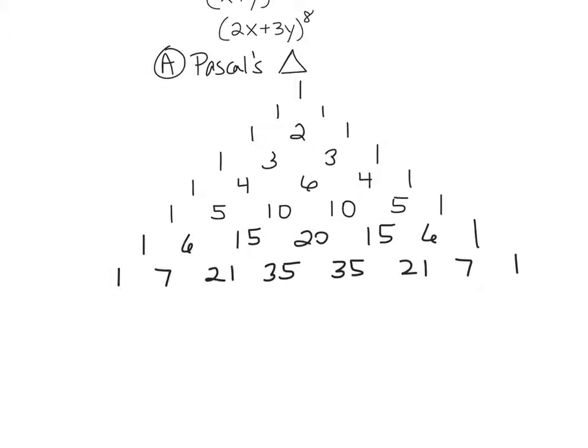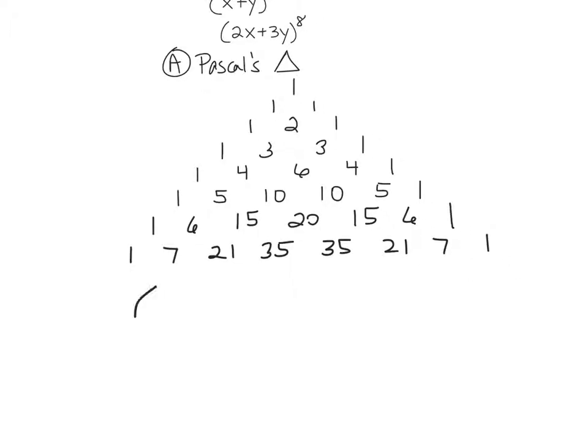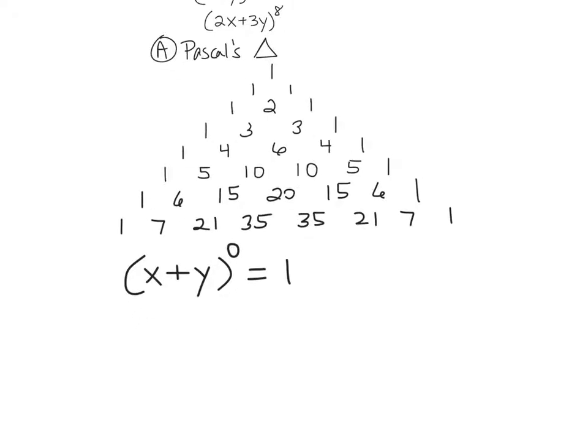Okay, so what they do is they call the first row, this row up here, row 0. They call it row 0 because when you take a simple binomial, x plus y, and you raise that to the 0 power, you get 1. Now, this Pascal's triangle is a coefficient triangle. So if I take x plus y and I raise it to the first power, I get 1x plus 1y. That's the first row of Pascal's triangle. See how it's 1, 1?